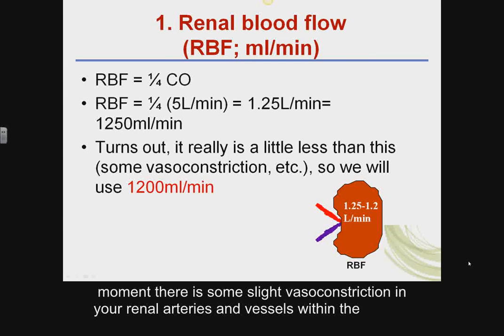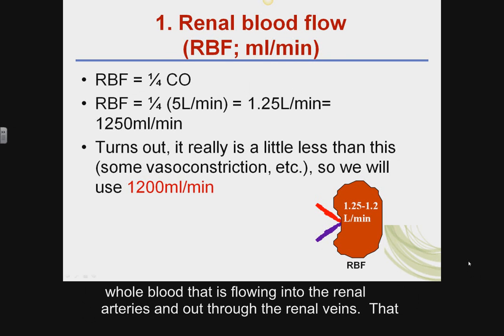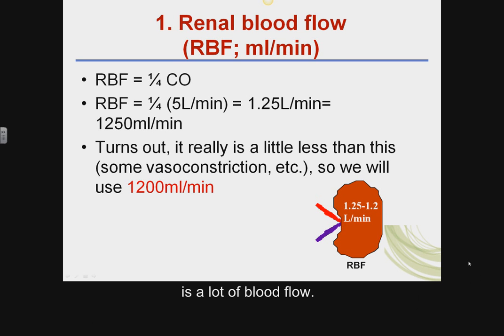It turns out that from moment to moment there is some slight vasoconstriction in your renal arteries and vessels within the kidney. In actuality, when we adjust for this, renal blood flow is about 1,200 milliliters per minute of whole blood that is flowing into the renal arteries and out through the renal veins. That is a lot of blood flow.